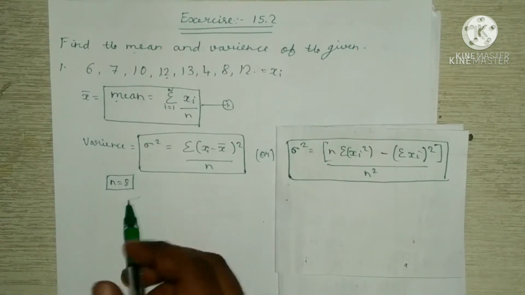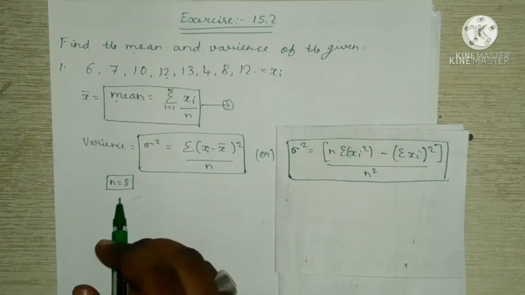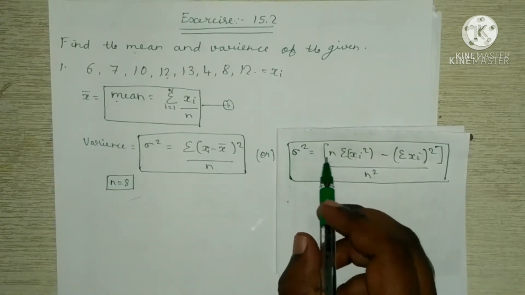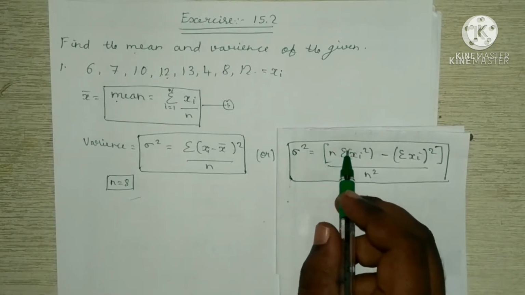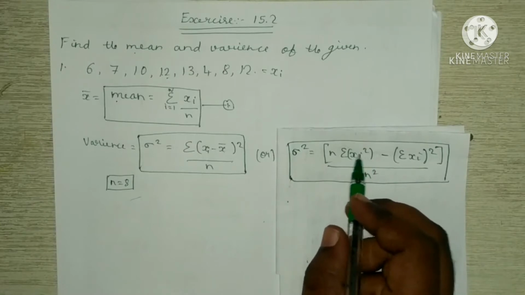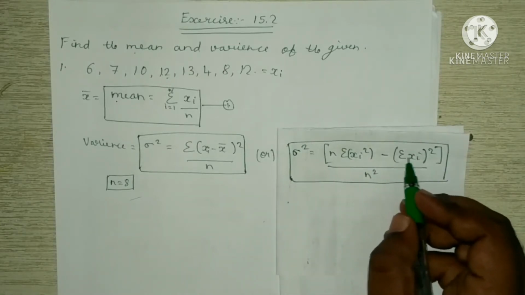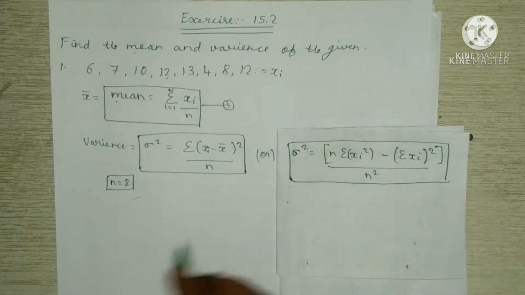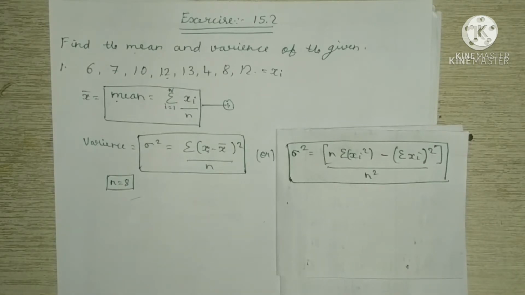For variance there is another formula. Another formula is sigma square is equal to n into summation xi square, minus summation xi whole square, whole divided by n square. This is the other formula for variance. We can solve by both methods to find the variance. Next we will go with the tabular column.